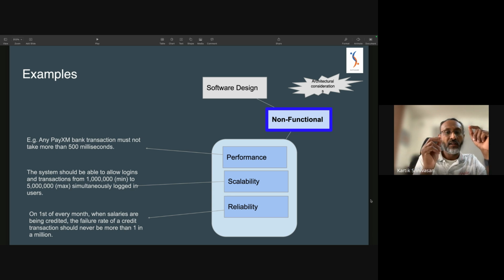It's non-functional, right? In the sense that it's not what the consumer asked for. Obviously, the consumer is going to notice it, but the consumer didn't ask for it explicitly. This is the bank itself coming up with a performance requirement for its system to say that no transactions must cross 500 milliseconds. Correct? So that's a very simple example of a performance requirement.